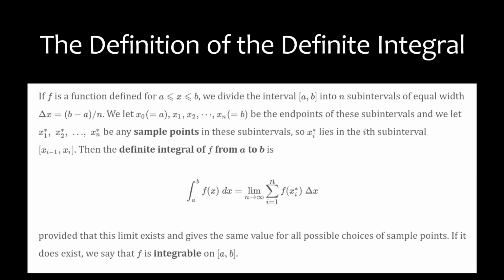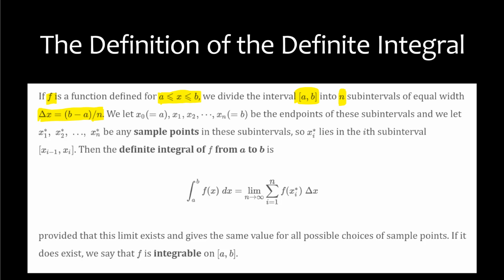Let's dive into it. So if f is a function, you've got some function. Maybe it's x squared. Maybe it's the cube root. I don't know what it is. And we say that our x is defined, including our endpoints, between a and b, the interval a to b. And we're going to divide it into n subintervals of equal width. You remember this? The change in x is equal to b minus a divided by however many times you're going to cut it into pieces.